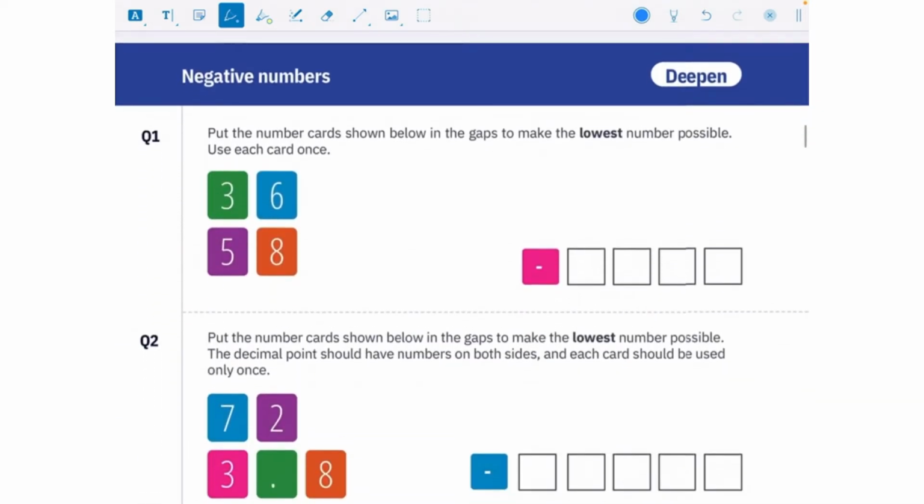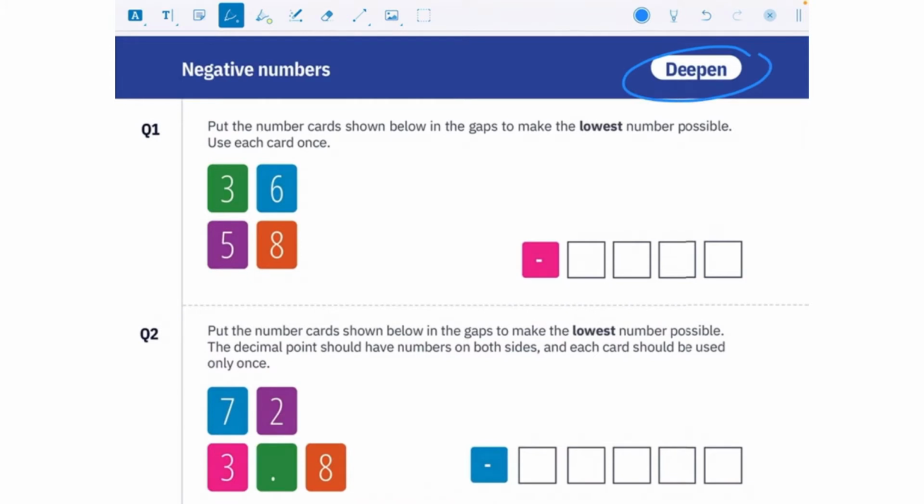Okay, so now we're into the deepen section. So these are the most challenging questions on negative numbers in this pack. Put the number cards shown below in the gaps to make the lowest possible number. Use each card once. So we've got this negative here for us. So that's telling us that we're working in negative numbers.